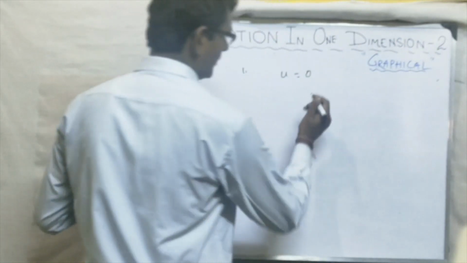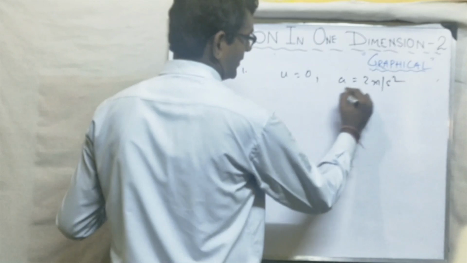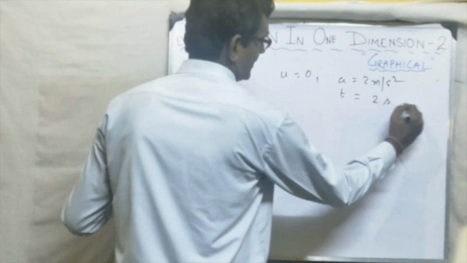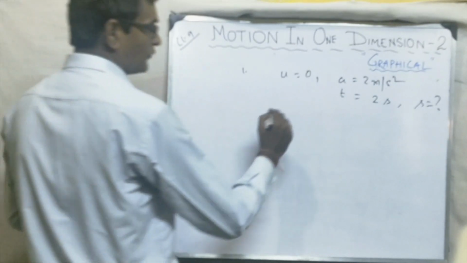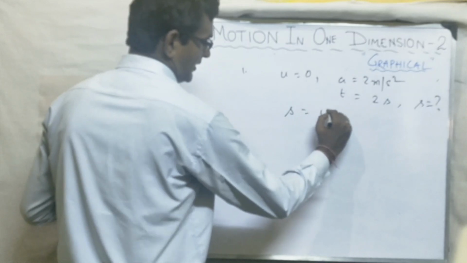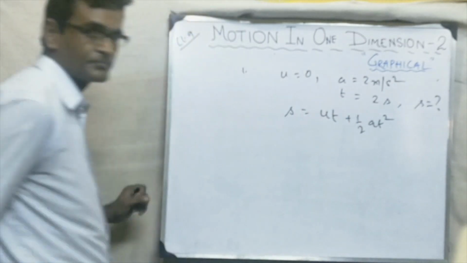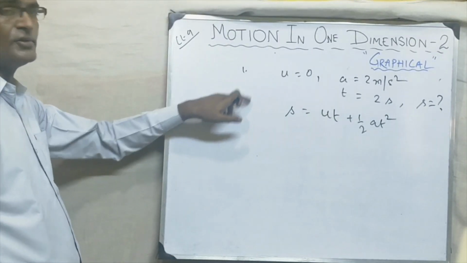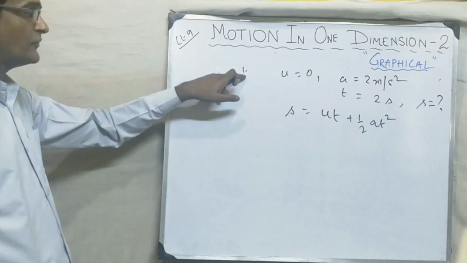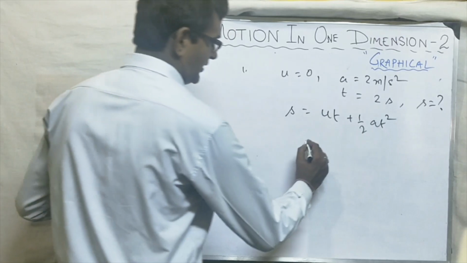So U is 0. A is 2 meter per second square, and T is 2 seconds. What have they asked to find? S. So we can apply the formula S equal to UT plus half AT square. S appears in 2 formulas, 2 and 3, but we cannot apply formula 2 because we don't know V.